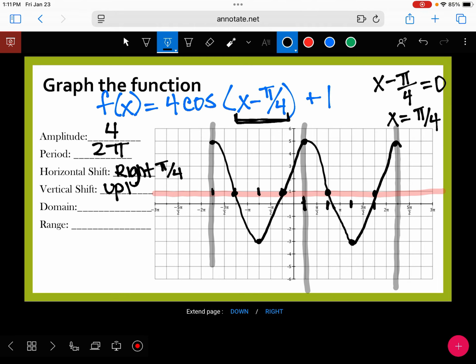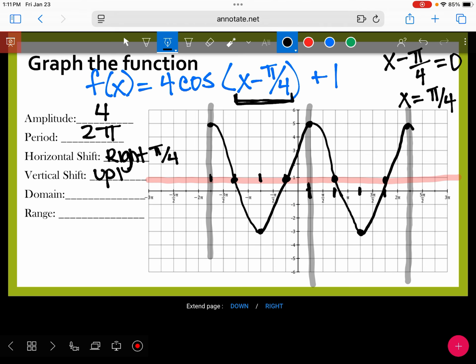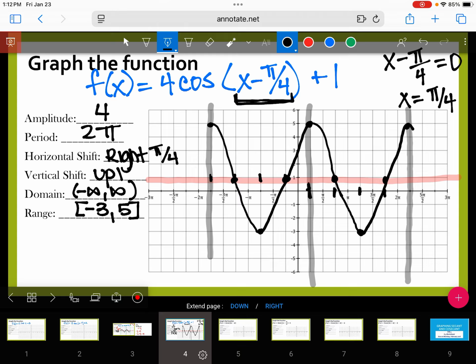So now let me zoom out. What is my domain? All real numbers. Good job. Where is the bottom of my wave? -3. And where's the top of my wave? 5. All right, now I'm going to give you one to do on your own. I'm going to be here for support.